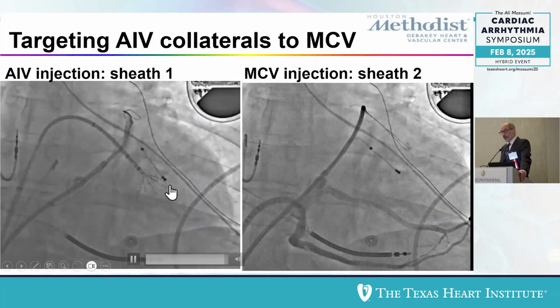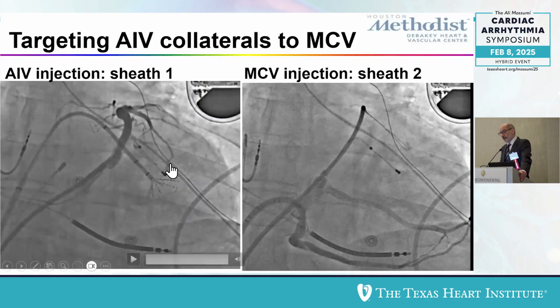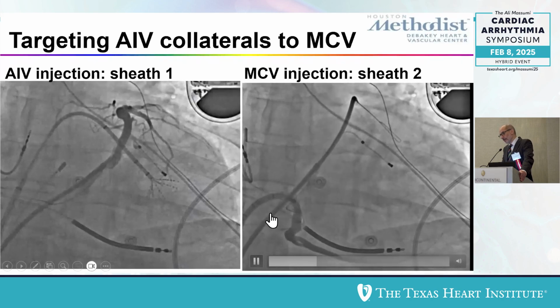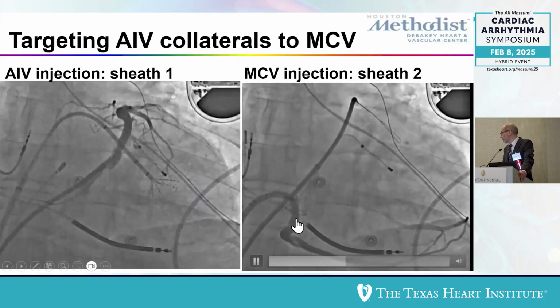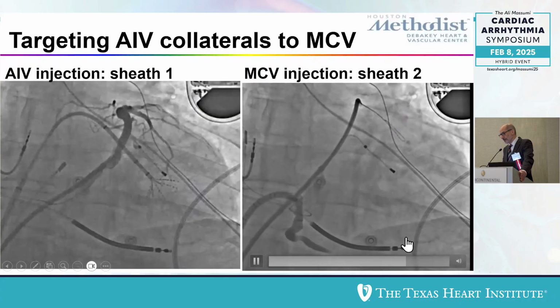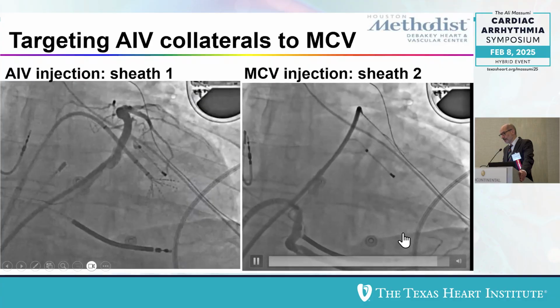So this could be a problem because if I give alcohol in the AIV, alcohol will go through the collaterals to the middle cardiac vein and will bypass the myocardium. I want to treat the myocardium. So how do I go about restricting the alcohol so that it stays in the apex? So here, what I do is, in parallel, I put another sheath in the middle cardiac vein. The middle cardiac vein is being opacified, and late in the injection, you will see a collateral here.